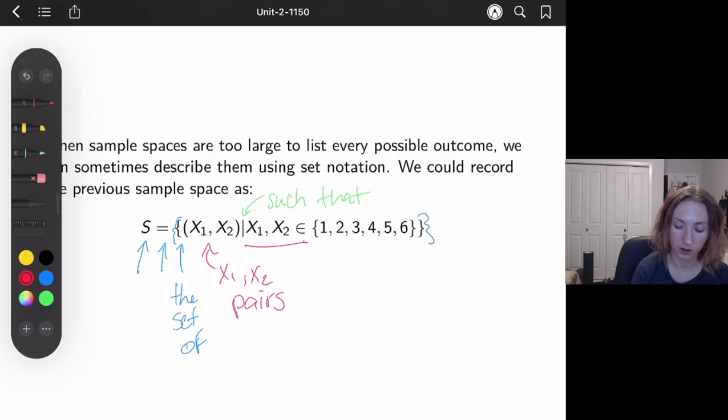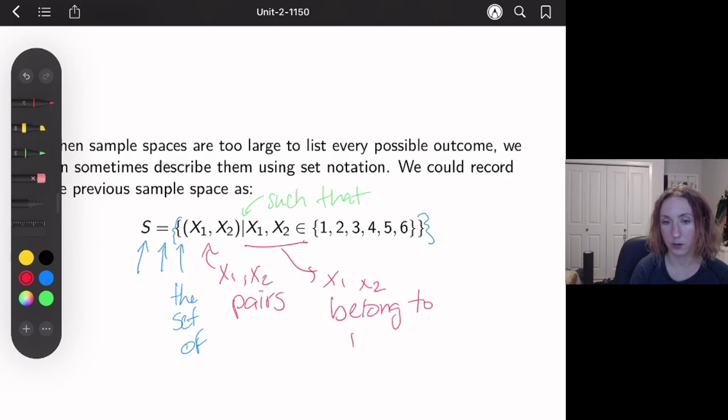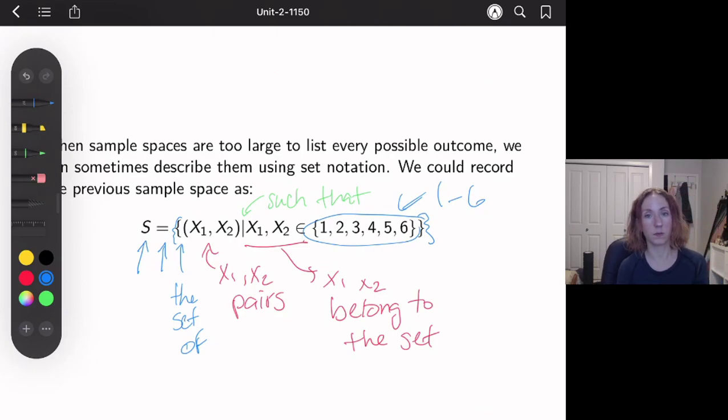our x1, x2 belong to the set of the numbers 1 to 6. So it's a convenient way of saying there are 2 number pairs where those 2 numbers come from the set 1 through 6. So large sample spaces will often describe them in set notation instead of listing them out for us.